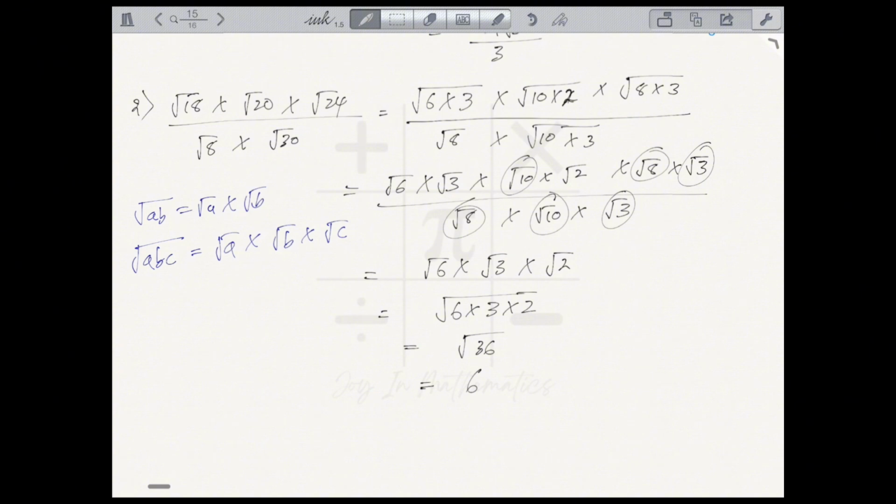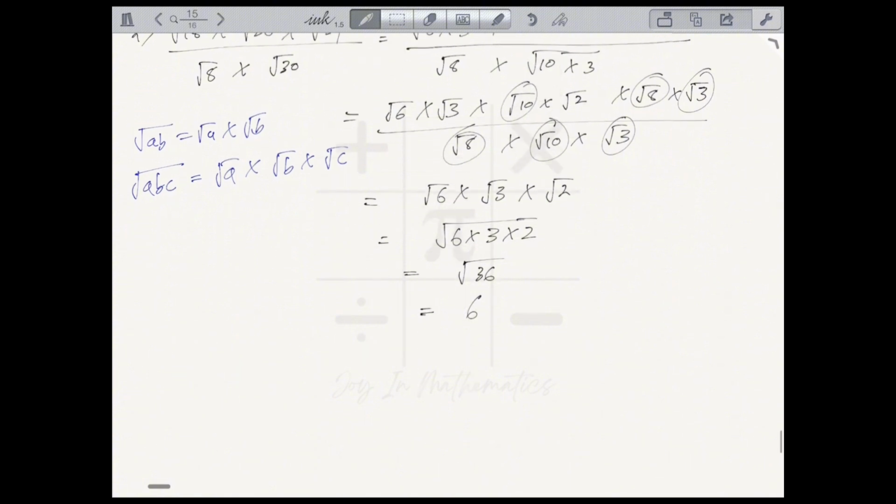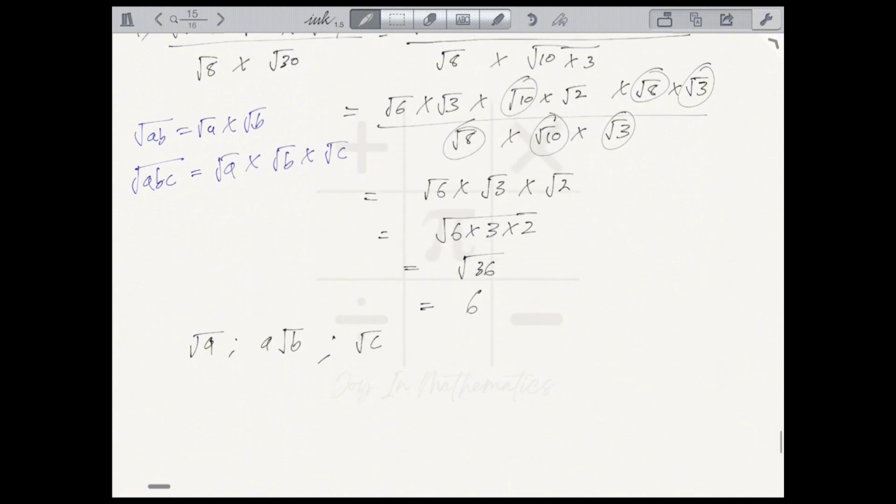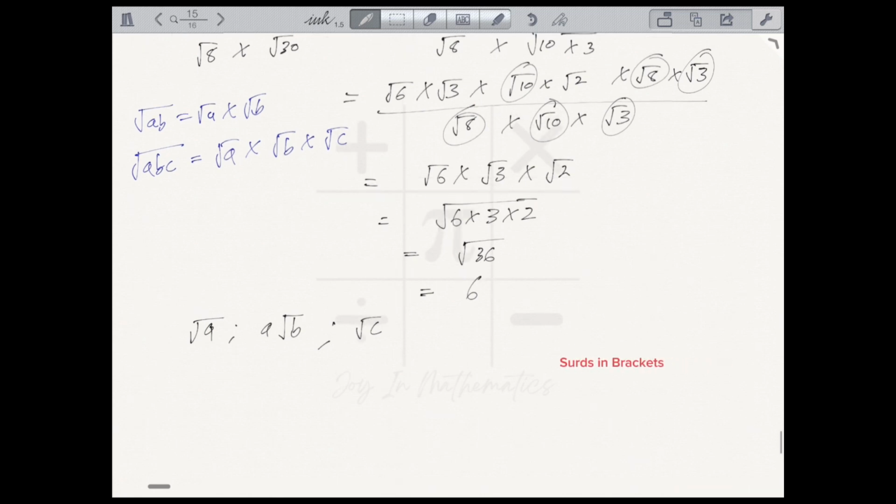Now that we have completed addition of surds, multiplication of surds, and division of surds, in the next set of videos we will be looking at a new dimension of surds. Though we have been dealing with the format of surds such as root A, root B, or root C, what happens when we have surds in brackets?